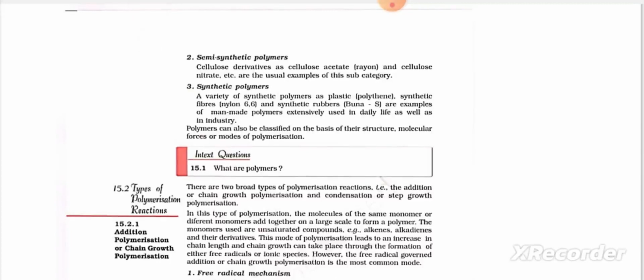Second classification is semi-synthetic polymers. Cellulose derivatives such as cellulose acetate (rayon) and cellulose nitrate, etc., are usually examples of this subcategory. Third classification, synthetic polymers. A variety of synthetic polymers such as plastic polythene, synthetic fiber nylon 66, and synthetic rubber Buna-S are examples of man-made polymers extensively used in daily life as well as in industry. Polymers can also be classified on the basis of their structure, molecular forces, and modes of polymerization.